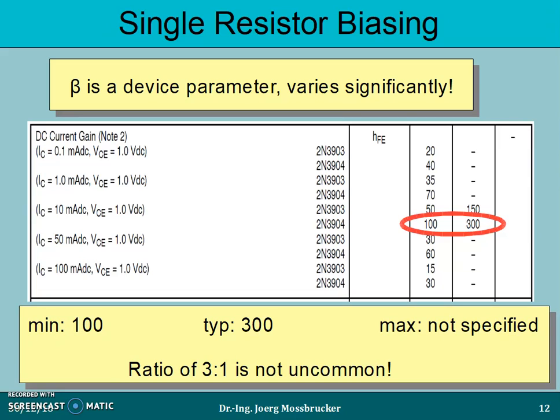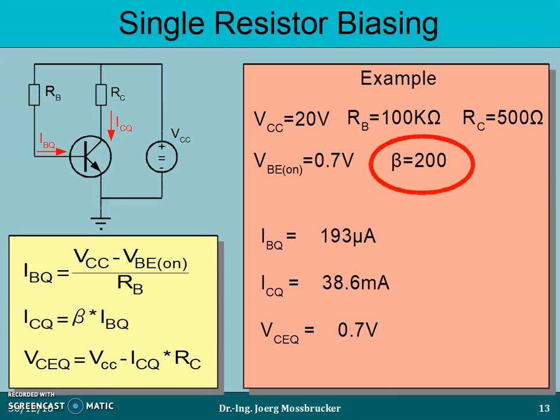However, beta is a device parameter and varies significantly. Here we see a little snippet from the datasheet of a 2N3904, and we see that beta can change between a minimum of 100 to typically 300, and the maximum is not even specified. This ratio of 3 to 1 is not uncommon at all, and of course this has consequences.